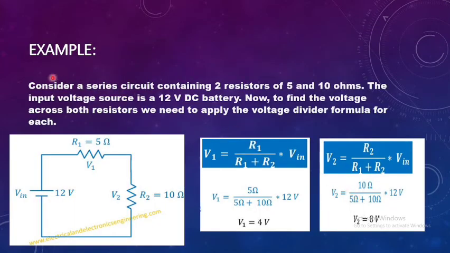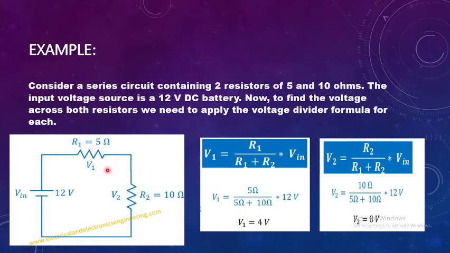So we have example here. Consider a series circuit containing two resistors of 5 and 10 ohms. The input voltage source is 12 volts DC battery. Now, to find the voltage across both resistors, we need to apply the voltage divider formula for each. So, minsan sa problem, hindi po nila minimention yung voltage divider. So, mabuti talaga na magdo-drawing muna kayo para mas maintindihan niyo yung circuit problem.